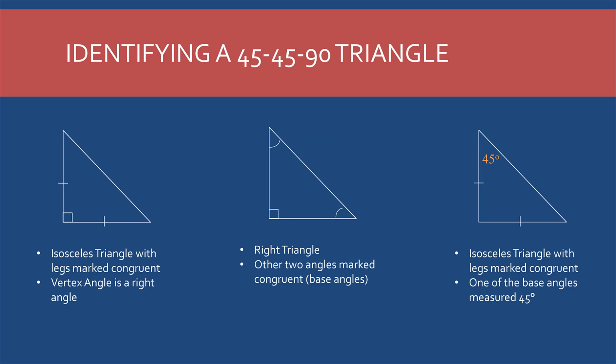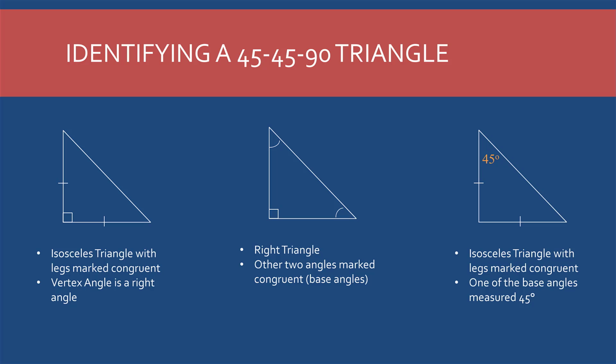So there's a few ways that we can identify a 45, 45, 90 triangle. The first way here on the left, it's a right triangle and it's marked with the legs congruent, which is indicating that it's isosceles. Any isosceles right triangle is going to be a 45, 45, 90, meaning that it has angle measures of 45 degrees in the base angles and then a 90 degree in the vertex.